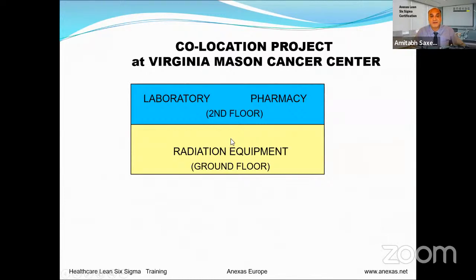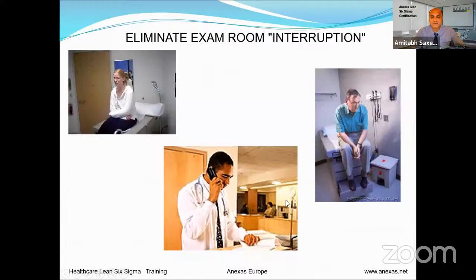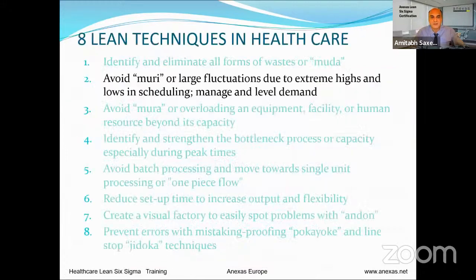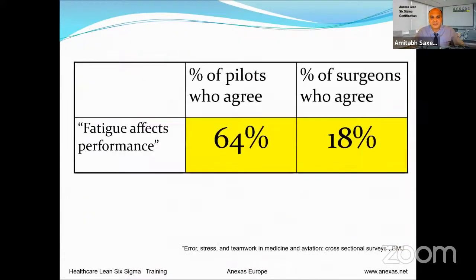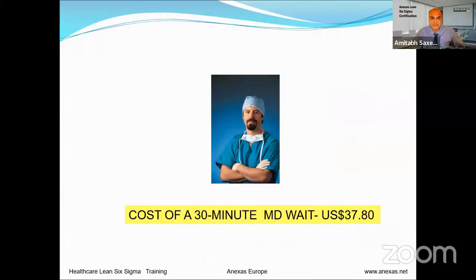Now lab, pharmacy, second floor, radiation equipment, ground floor. Yeah, radiation equipment, lab, pharmacy on the floors. This will reduce our movement. Similarly, let me give some more examples, and I'll come to the different industries now.